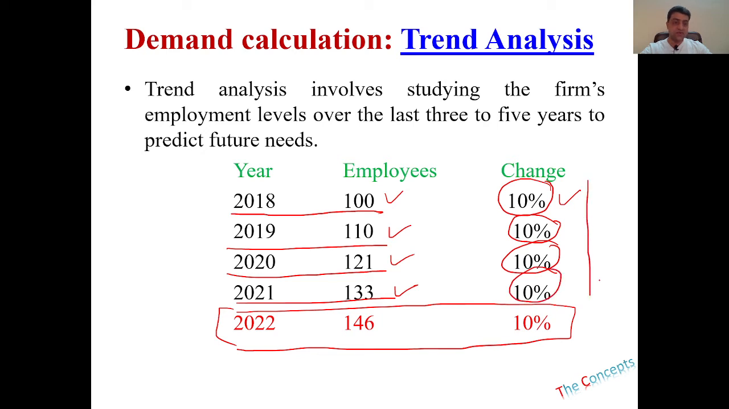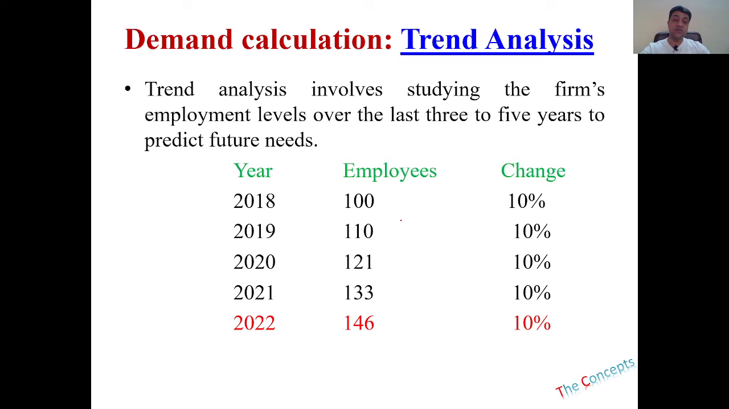So if for the last 4 years you're having this 10% increase in the number of employees, then obviously based on the past, you can say that in the next year, which is 2022, or any year that you're planning for, your need of HR will be 10% higher. So based on this data, if you multiply this with 1.10, this will give you roughly this figure. So now in 2022, you will be needing 146 employees. So this is the use of trend analysis.